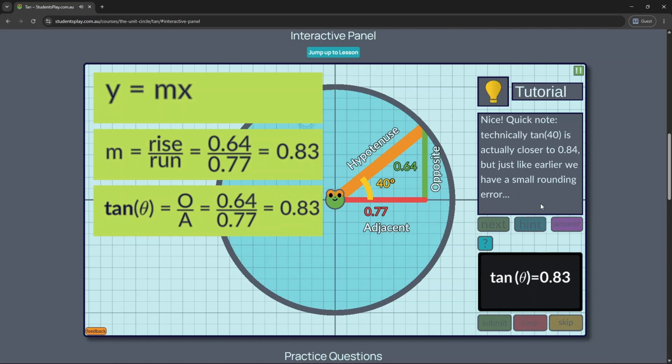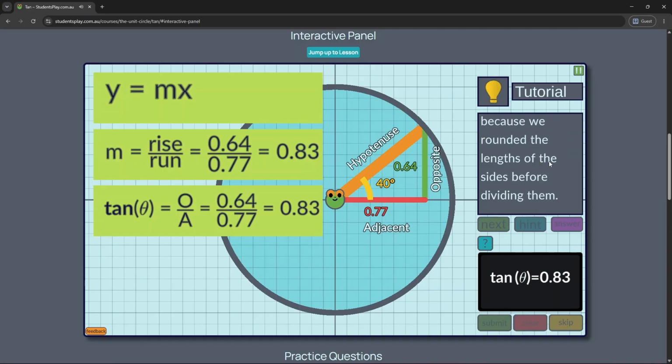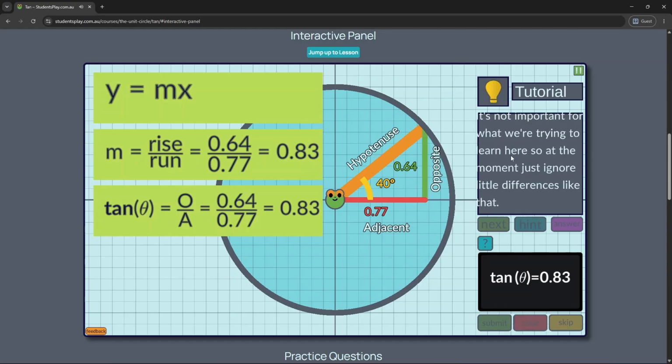Okay, nice. Quick note. Technically tan 40 is actually closer to 0.84, but just like earlier, we have a small rounding error because we rounded the lengths of the sides before dividing them. Not important what we're trying to learn here, so just ignore little differences like that. It's basically the same thing. Anyways, as you can see, in the unit circle, m, the gradient, how steep this line is, and tan theta are basically the same thing. Like we literally calculated it using the exact same thing.